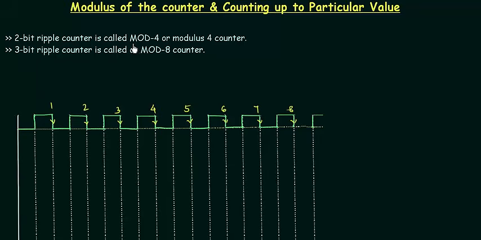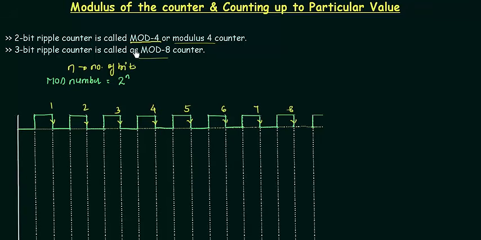is called the mod 4 or modulus 4 counter. In the same way, if I talk about a 3-bit ripple counter, it is called a mod 8 or modulus 8 counter. So what relation can we have here? If I say n is the number of bits, then the modulus or the mod number is equal to 2 to the power n, where n is the number of bits.